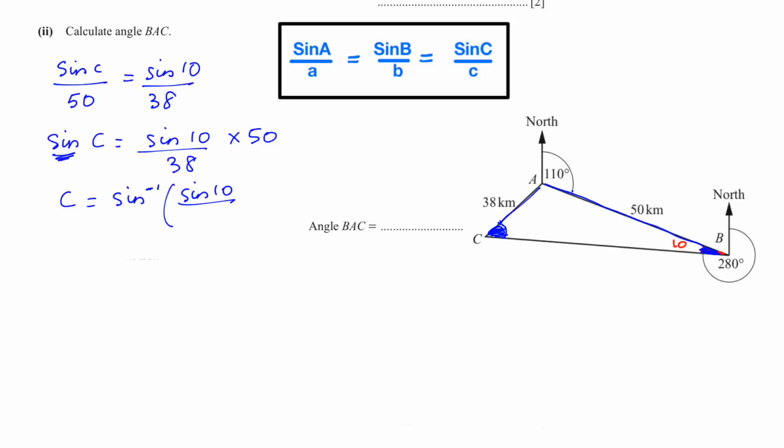Sine 10 over 38 times 50, and we will get 13.2. So in a triangle, we have found two angles.